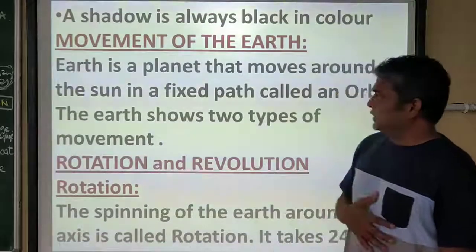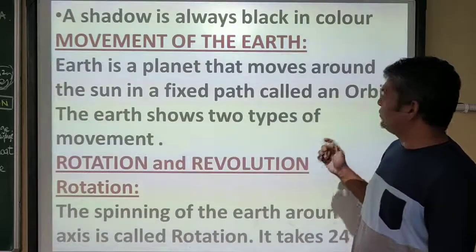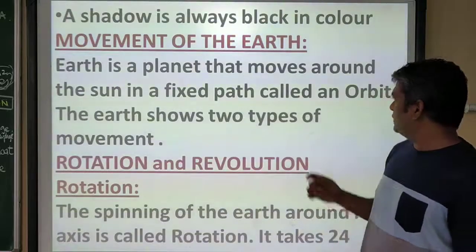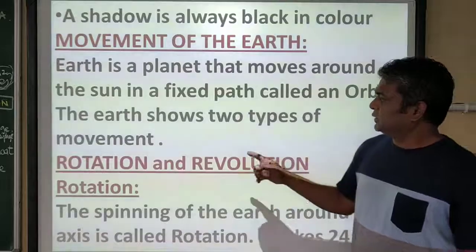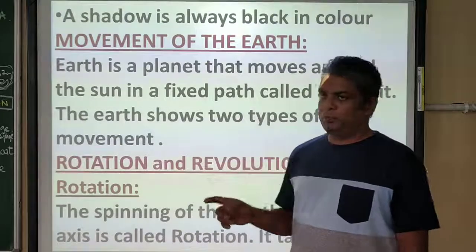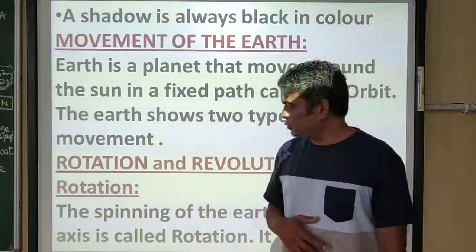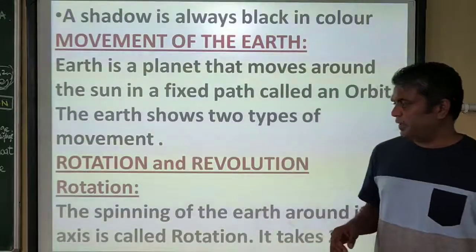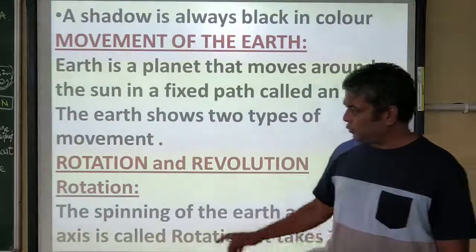Now, movement of the Earth. Earth is a planet that moves around the Sun in a fixed path called an orbit. The Earth has two types of movement. What are the two types of movement? Rotation and revolution. Now, what is rotation?